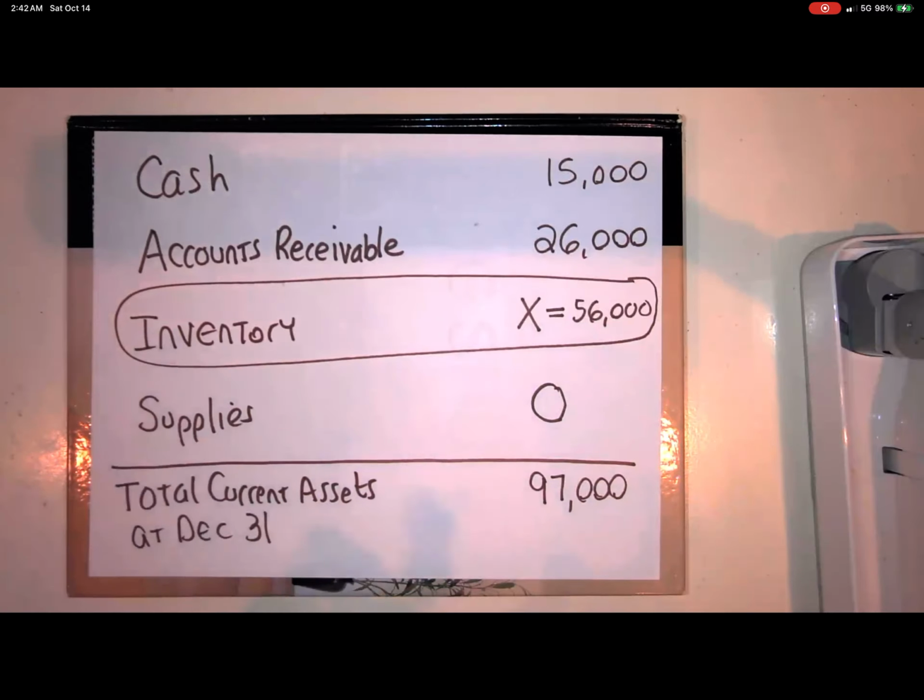But you know what? Here's the thing. The assets that we have are more than just current assets. We also have long-term assets. And one of the categories of long-term assets is our property, plant, and equipment. And that's what they ask for in number 6. Calculate the total property, plant, and equipment, what we call PP&E. Calculate the total PP&E at December 31st, 2026.